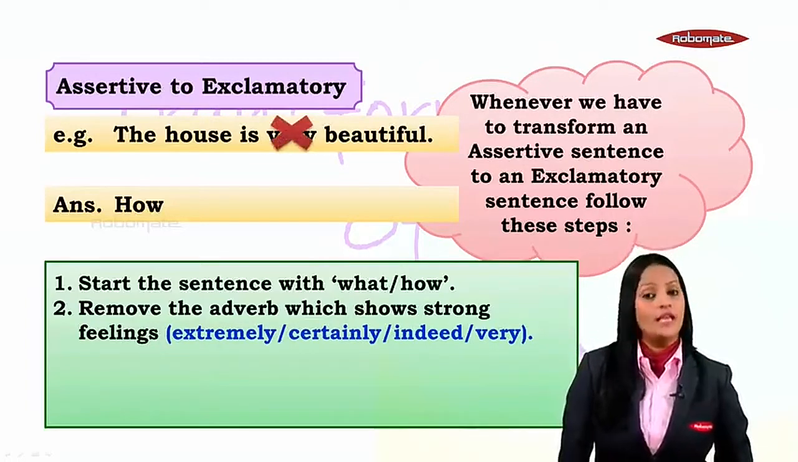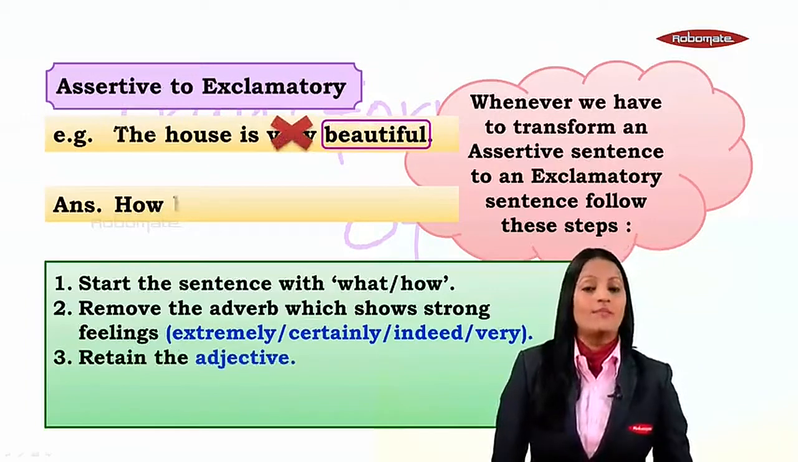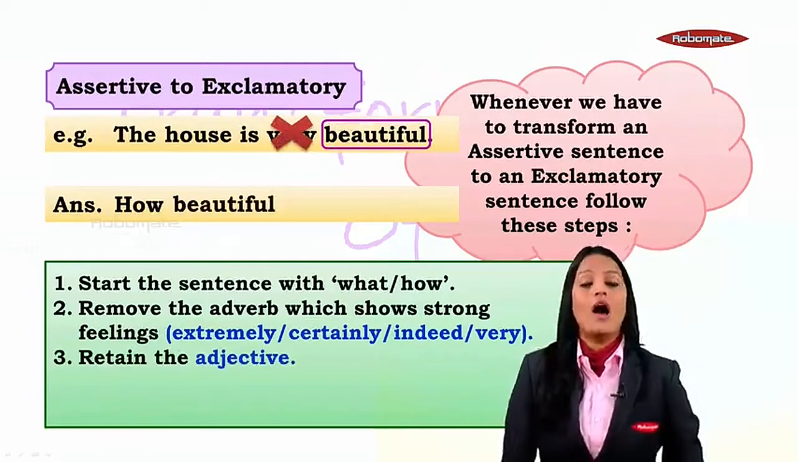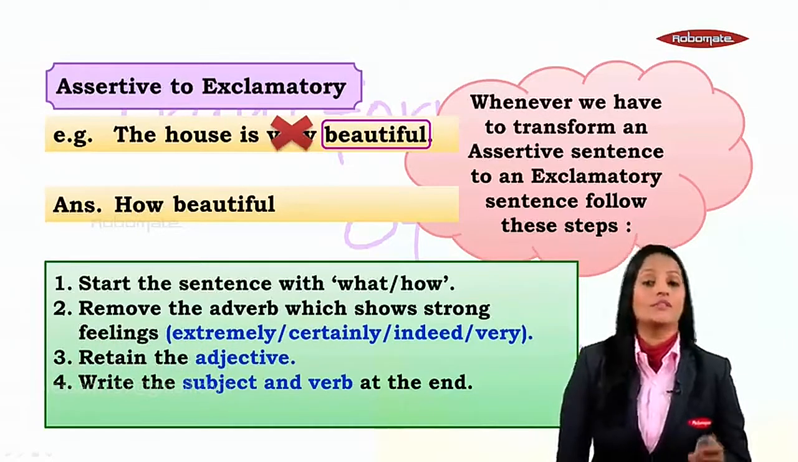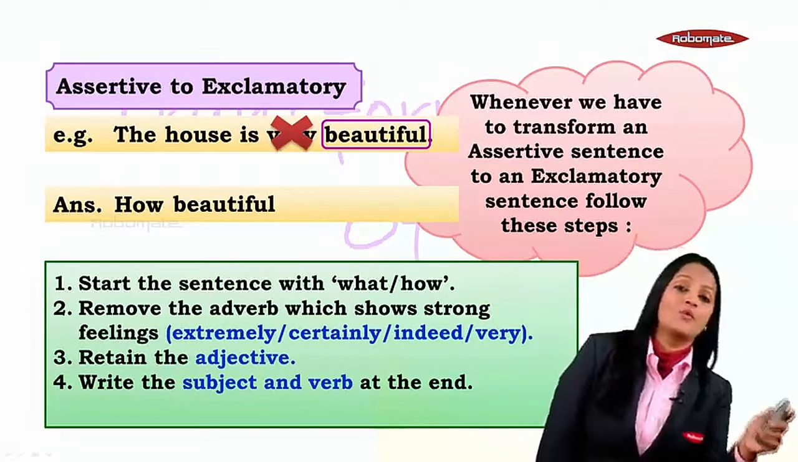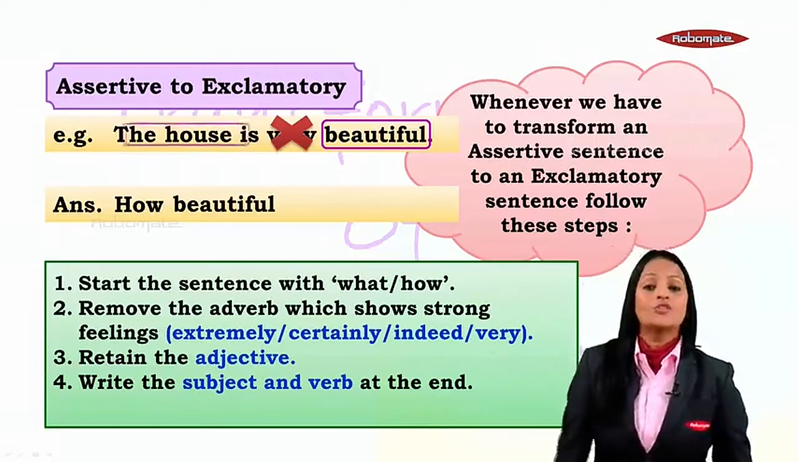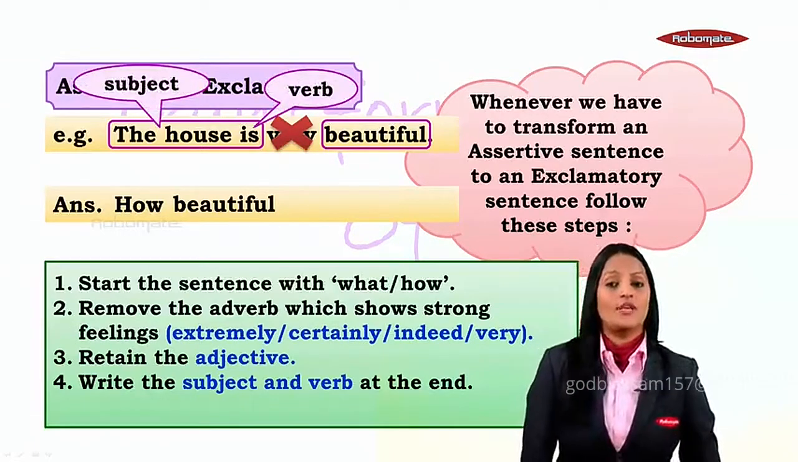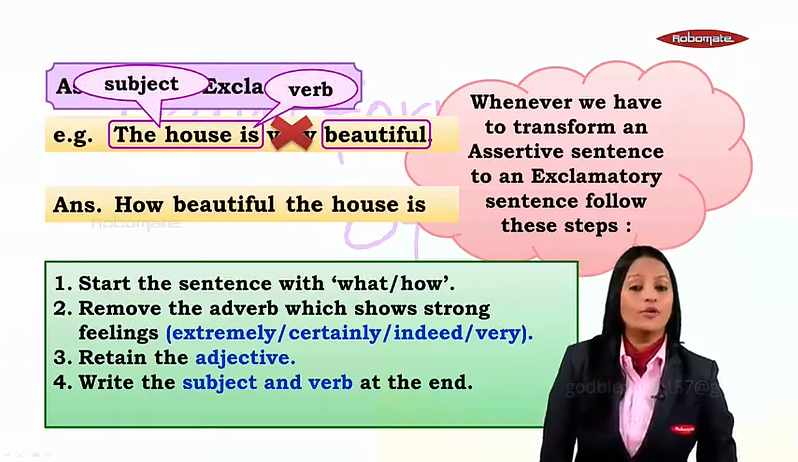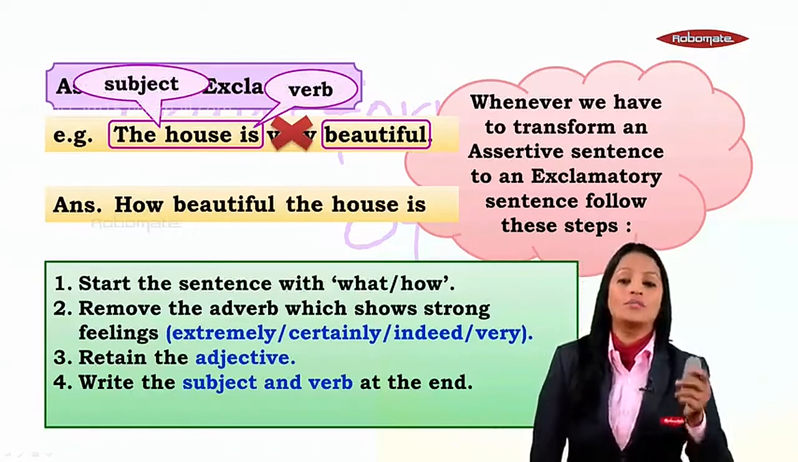Okay, so here very is removed. Then retain the adjective. Bring down the adjective there. So how beautiful. And finally add the subject and the verb, because in an exclamatory sentence the subject and verb go at the end, whereas in an assertive sentence they are in the beginning. So you will add the subject and the verb. So the house is the subject and is the verb. You are going to add it over there. So how beautiful the house is.